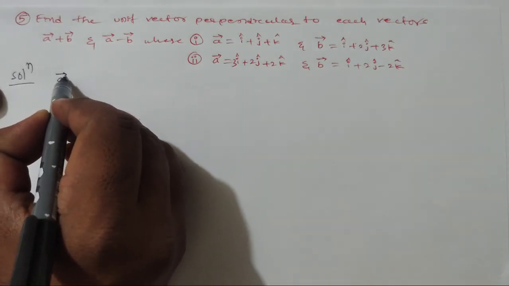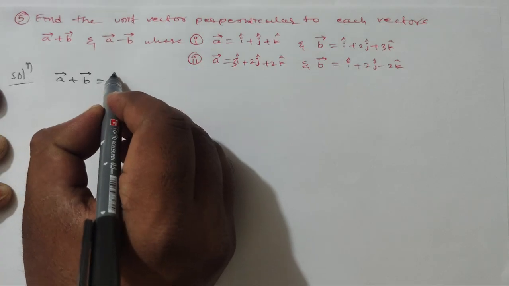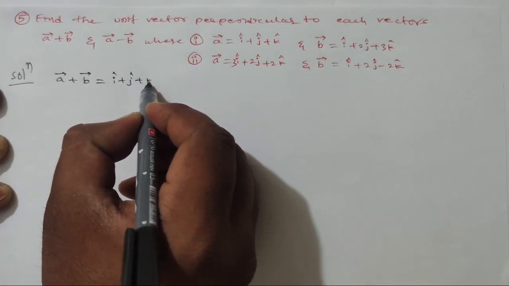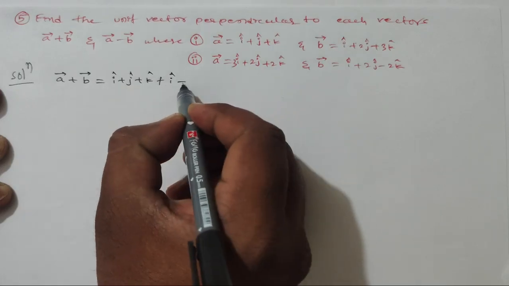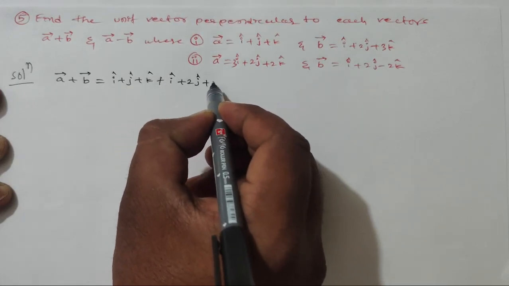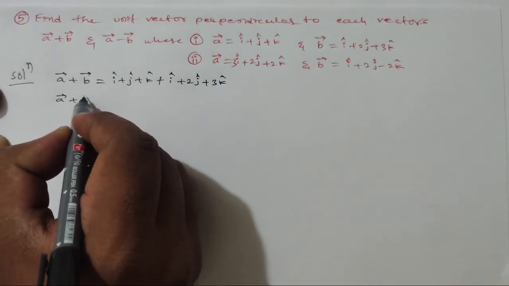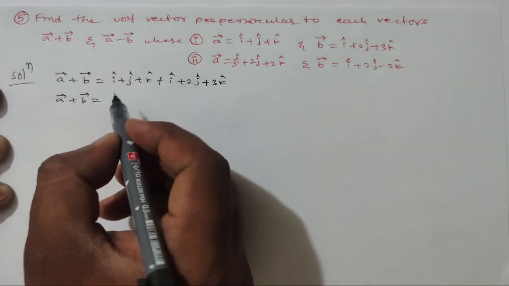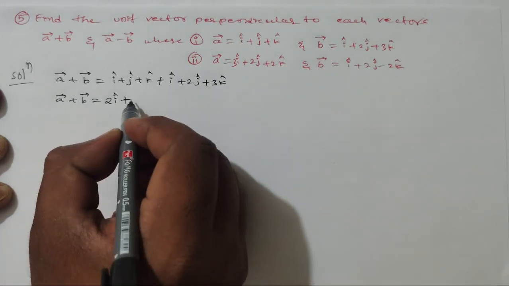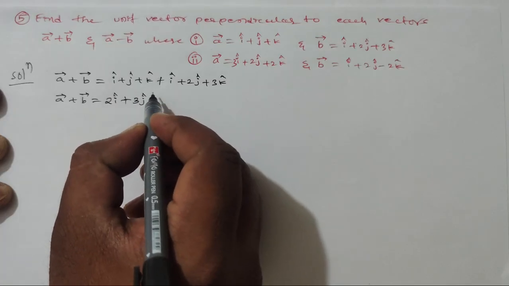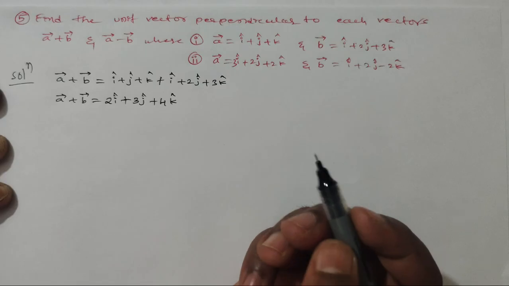So a vector plus b vector equal to, what is a vector here? Write it i plus j plus k cap plus what is b vector? i plus 2j plus 3k cap. Okay, so a vector plus b vector equal to, see, i plus i becomes what? 2i. Next, j plus 2j becomes what? 3j. k plus 3k becomes what? 4k. Okay, this is a plus b vector.